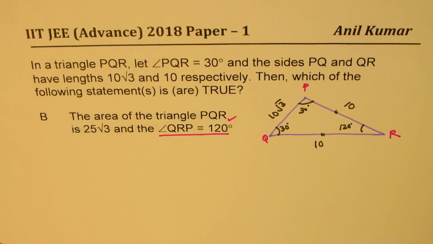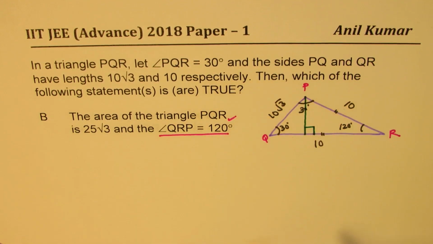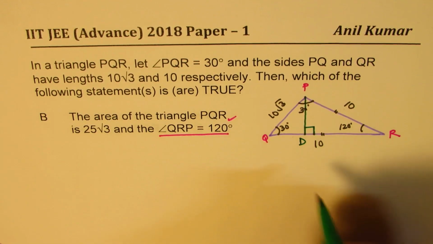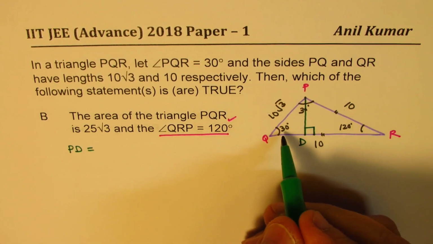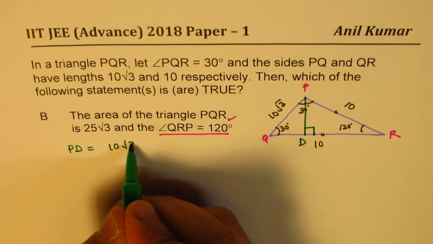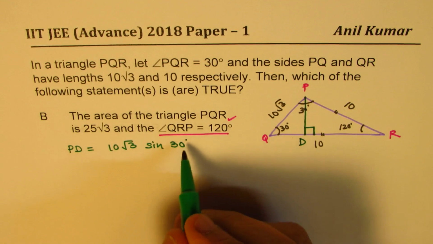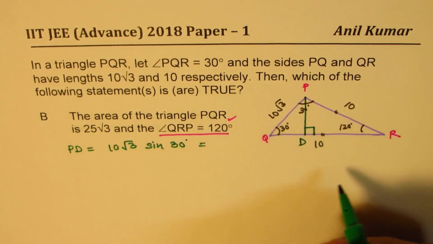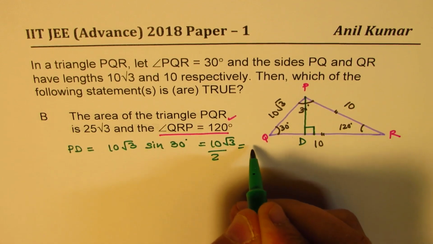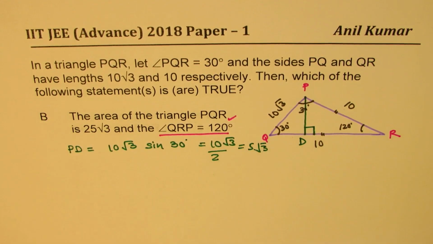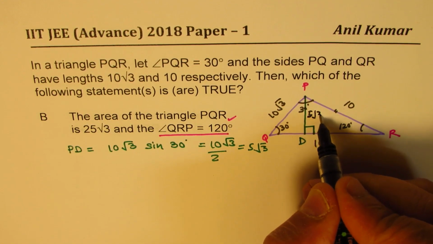Now, area we can find by drawing a perpendicular from here, right? In that case, let's say this is D. So we know PD will be equal to 10 square root 3 sine of 30 degrees, okay? So sine of 30 degrees will be half. So it is 10 square root 3 by 2, which is 5 square root 3, correct. So we know this side is 5 square root 3.